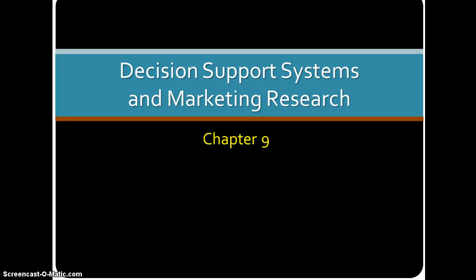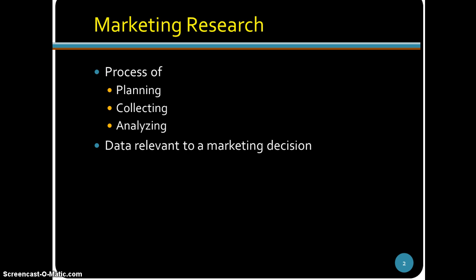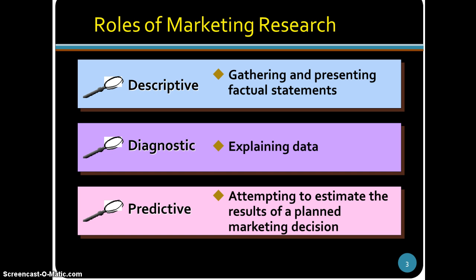Hi everyone. In these next 15 minutes, I'm going to try and share with you the content from chapter 9, which is on marketing research and how marketers use decision support systems. So in the first part of the chapter, you learn about the process of conducting marketing research and why data or collecting information is relevant to a marketing decision.